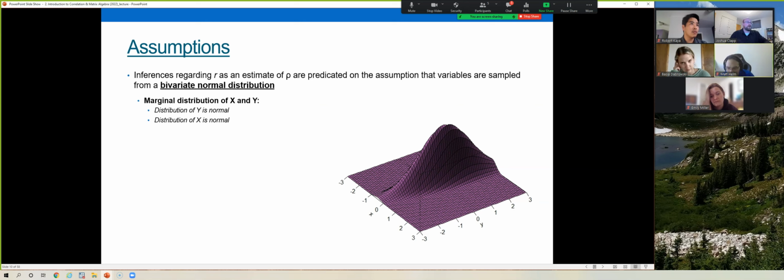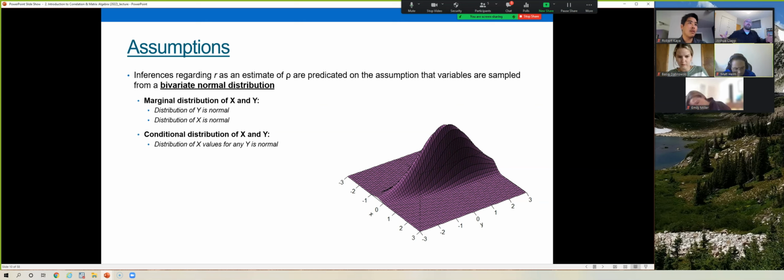Okay. But here's the wrinkle. When we start thinking about these associations, we introduce a concept where we're talking about the conditional distribution of x and y. This says not only that if I look at x and plot that out, I get a normal distribution, and I look at y and I get a normal distribution.